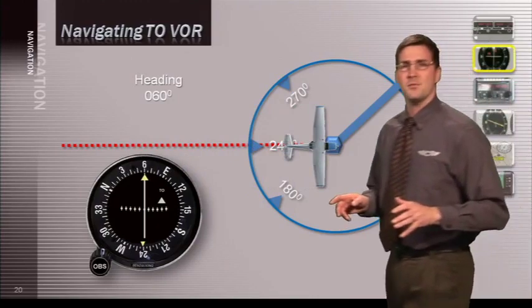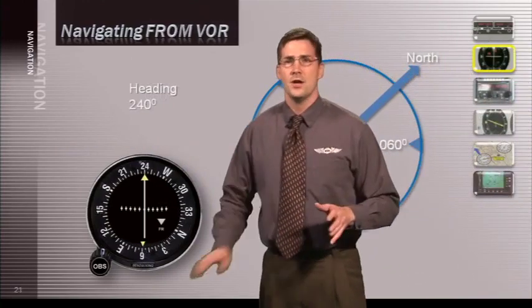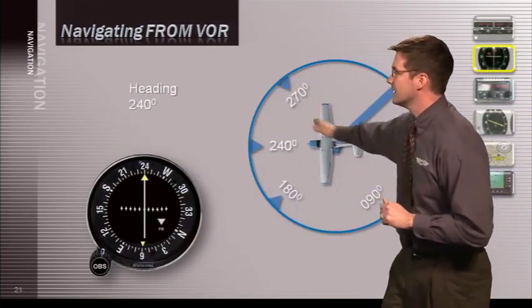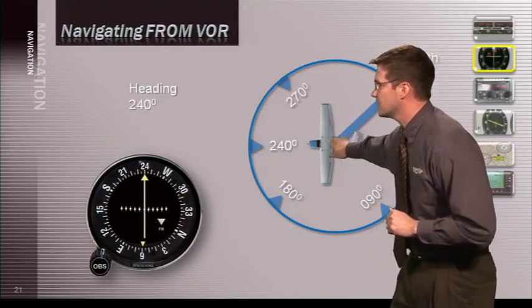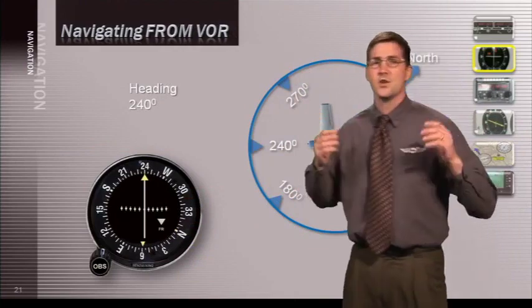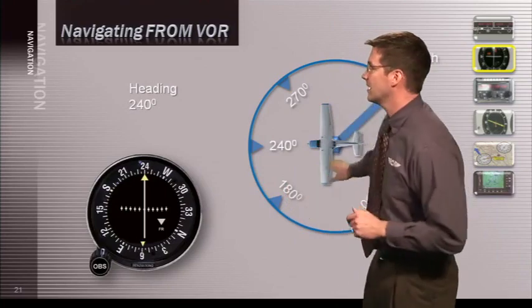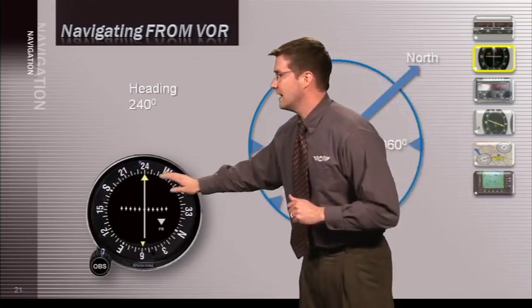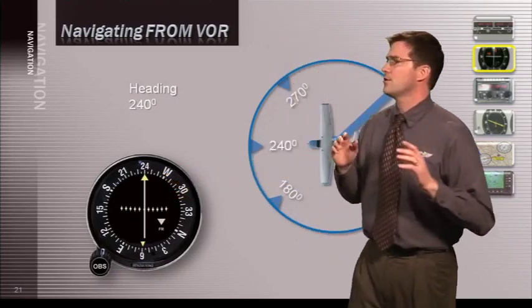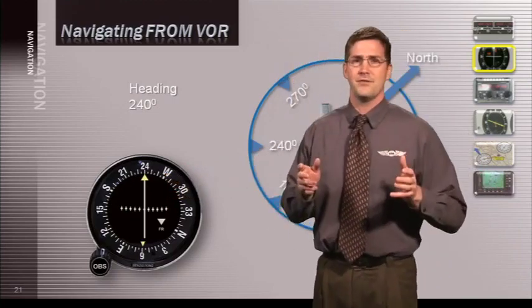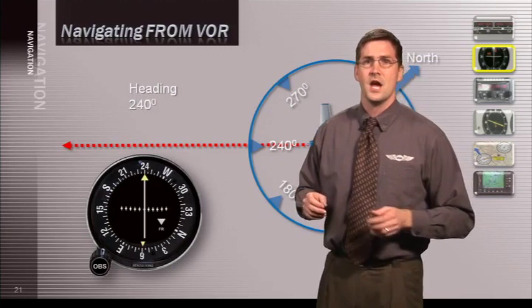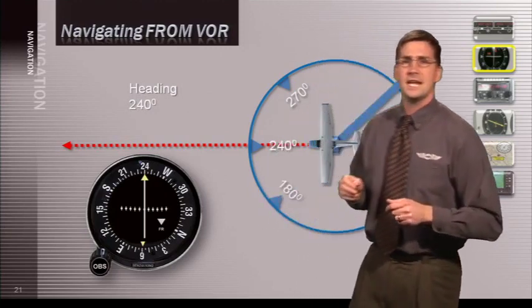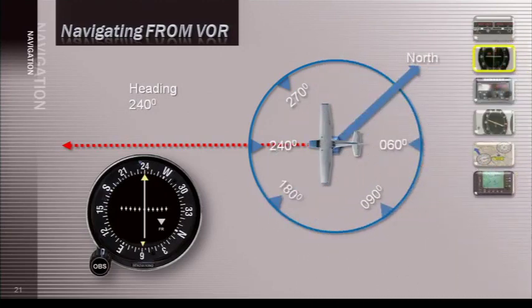Let's fly from a VOR station outbound. Right here is the compass rose, and here is the 270-degree radial, here's the 180-degree radial, and so on and so forth. In the center is the VOR. Now over here is the VOR indicator, and the 240-degree radial is selected with the airplane flying from the station. We are flying out from the station, indicating from on the VOR indicator.